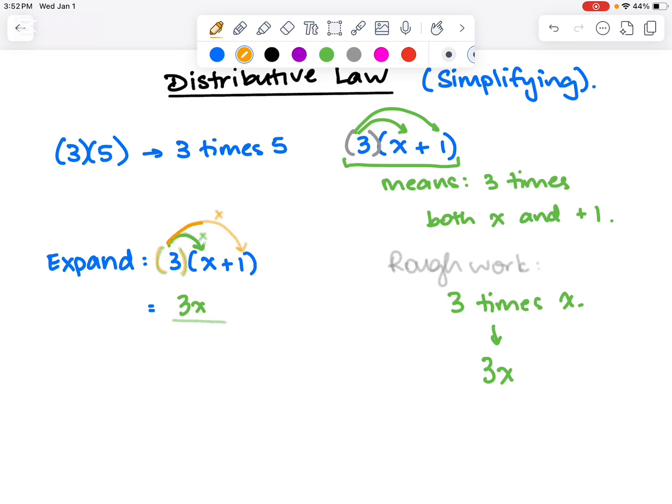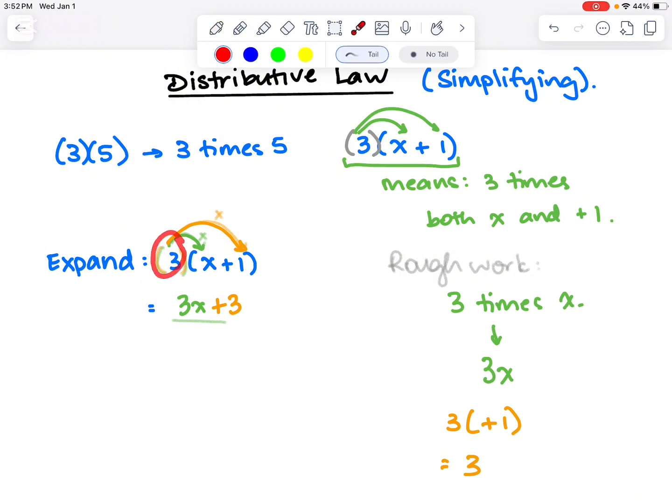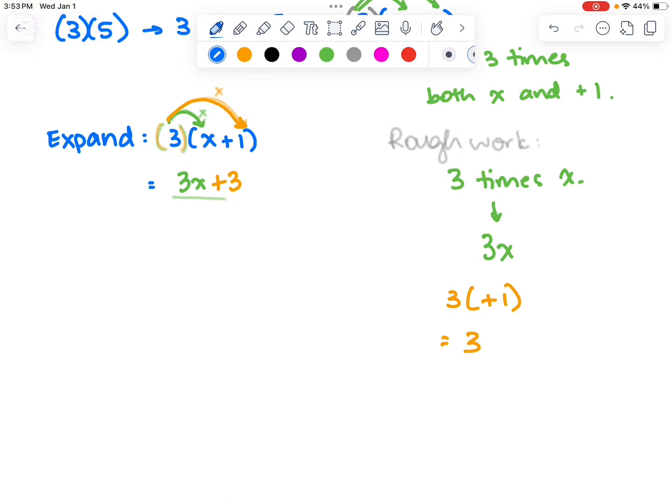Now, what about looking at this one here? So now I'm going to take, here's my rough work again, now I'm going to take that 3 and I'm going to multiply it by a positive 1, and this gives me a positive 3. Now I can't just put 3 there, otherwise again it kind of looks like 3 times x times 3, so I need the plus to show that I'm adding. So 3 times everything in the bracket means 3 times the x and 3 times the 1. So that's called expanding using your distributive.